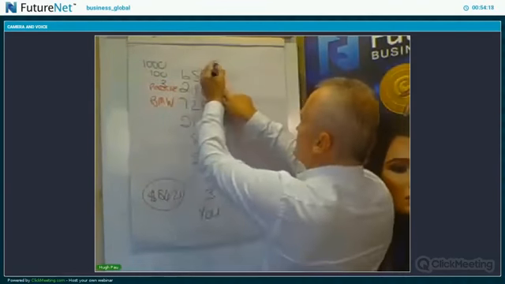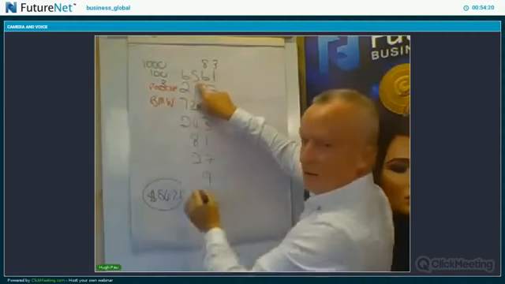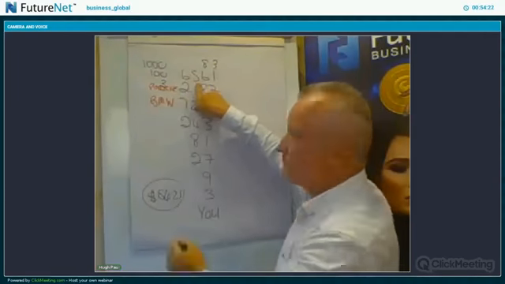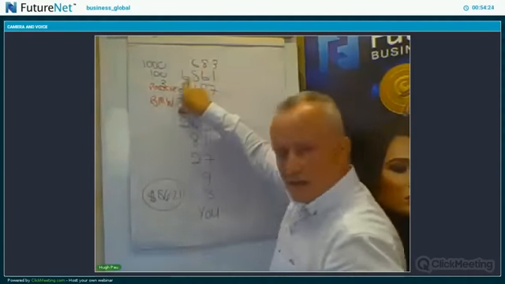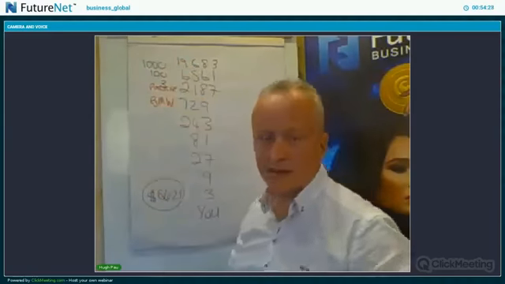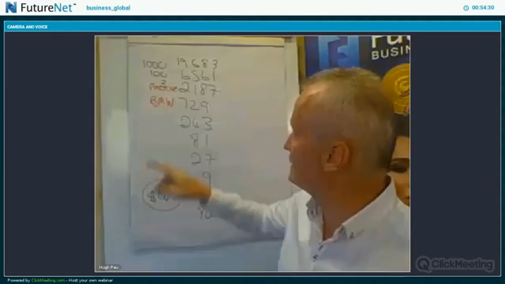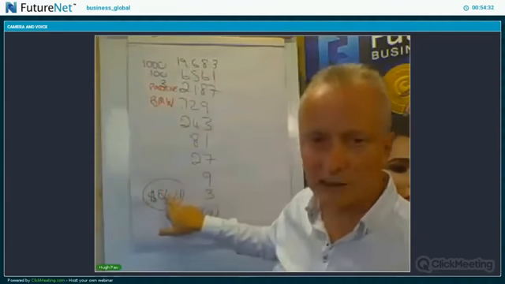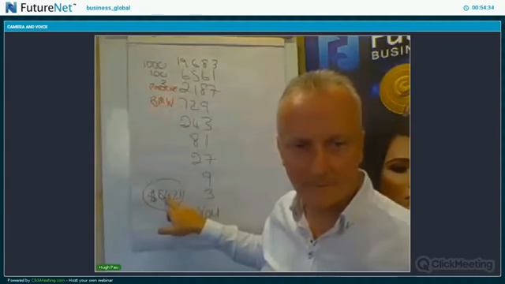3 1s are 3. 3 6s are 18. 3 5s are 15 and 1 is 16. 3 6s are 18 and 1 carried over is 19. Guess what, guys? You have 19,683 multiplied by this. Don't ask me what the math is.